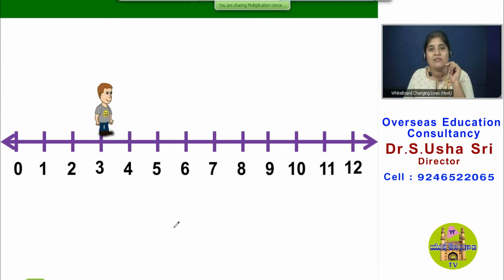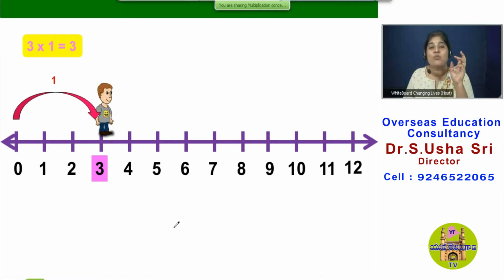Yes, he jumped over 3, means he jumped 3 steps at a time. So how many times did he jump, children? Just 1 time, isn't it? 1 time, and he came to 3. How many steps? 1 step. So 3 steps at a time. When he jumped 1 time, I could get 3. So we can write that as 3 ones are 3.